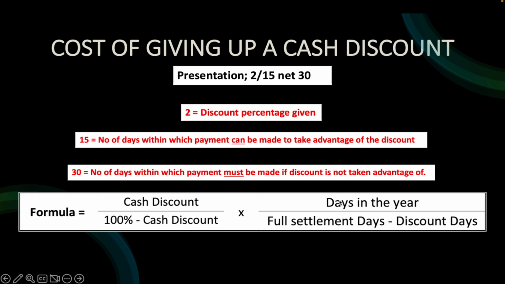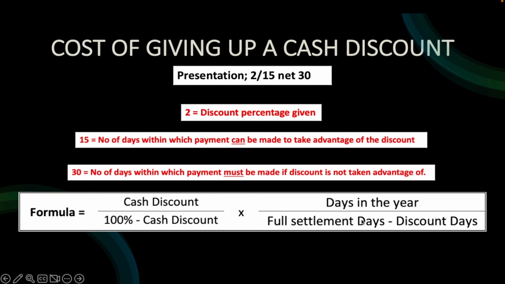And then we multiply that by the number of days in the year. Now, in this particular case, we were not given the number of days, so we'll probably use 360 or 365. And then we divide that by the full settlement days. How long do I have to settle the account, even if I don't take advantage of the discount? Well, we have 30 days. That's why we wrote the full settlement days, where you have to settle your account regardless of whether you took advantage of the discount. So full settlement days is 30, and then we minus the discount days, which is the 15 days. So the days in the year, 360, divided by 30 minus 15.